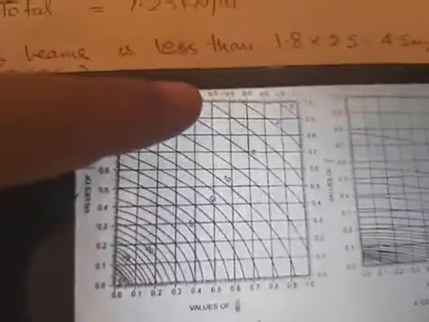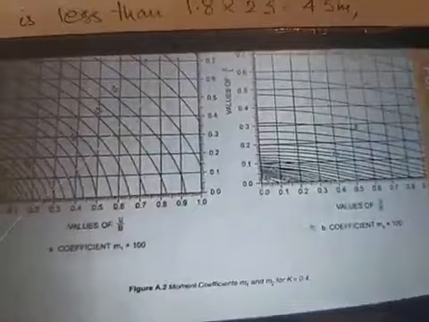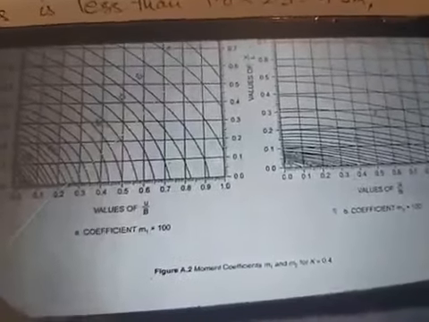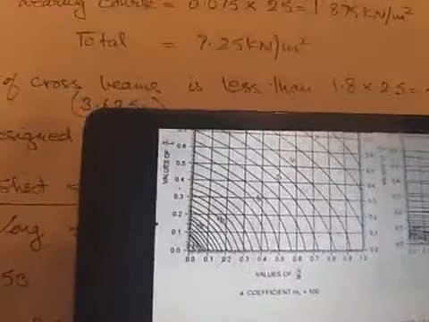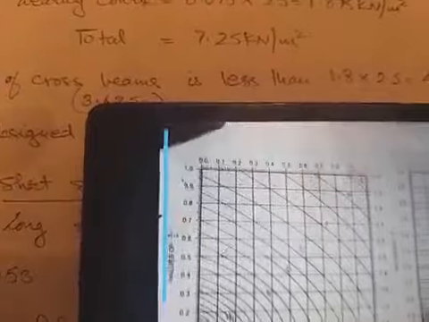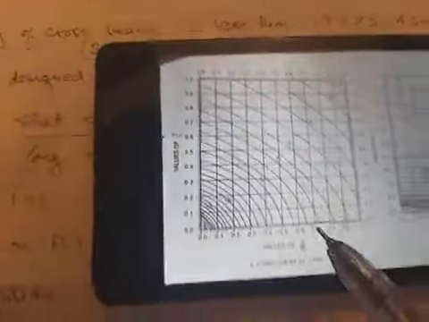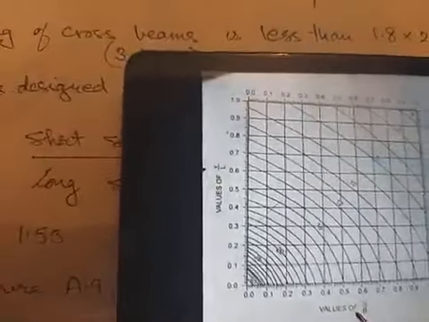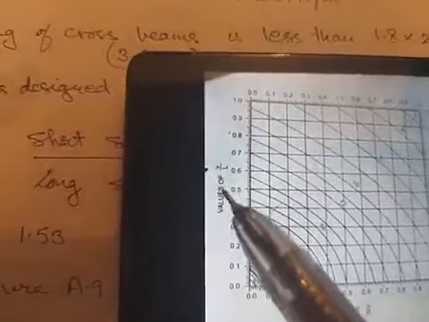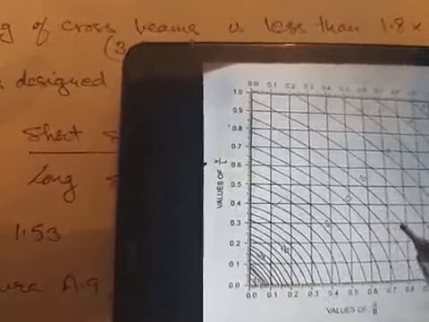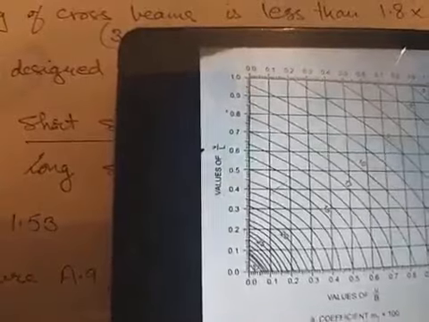If you look, these are the Pigeaud's curves for a K value of 0.4. These curves give us the moment coefficients m1 and m2 for a K value of 0.4. m1 is the first moment coefficient, and m2 is the second. So one curve has two charts. The first chart, depending upon the values of u by b and v by l, gives me the value of the coefficient m1 into 100.